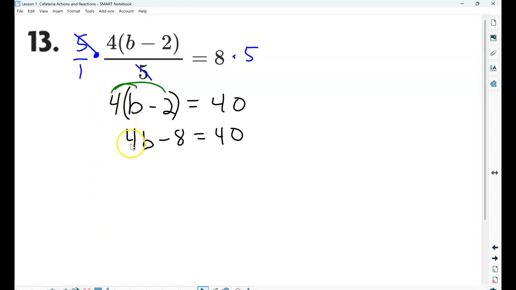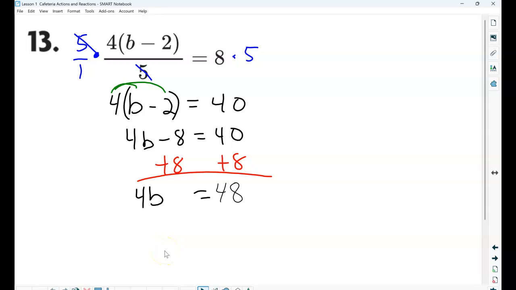Okay, positive times a positive is positive. 4 times 1 is 4. Positive times a negative is a negative. 4 times 2 is 8. And now you add 8 on both sides. 40 plus 8 is 48. 4b is equal to 48, and then we're going to divide by 4, and b is equal to 12.